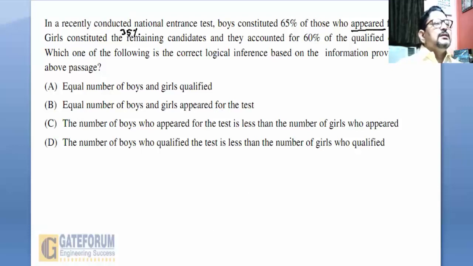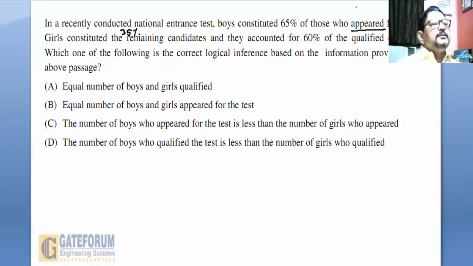can never be. Boys were 65% of those who appeared for the test, and girls were 35% of those who appeared for the test. So they can't be equal. The number of boys who appeared for the test is less than the number of girls who appeared. Directly opposite they are saying.